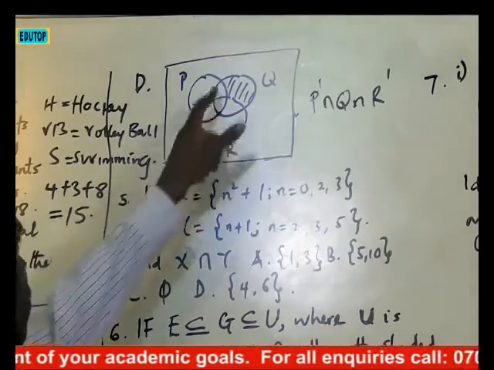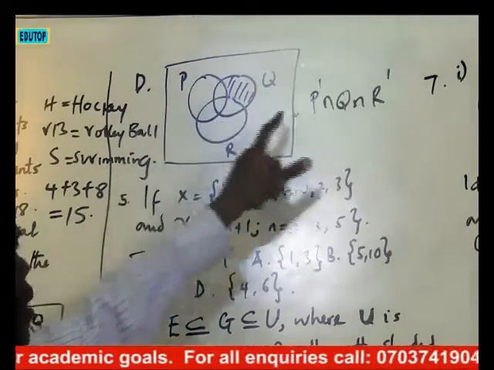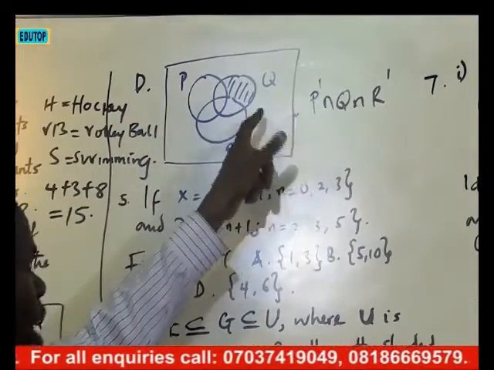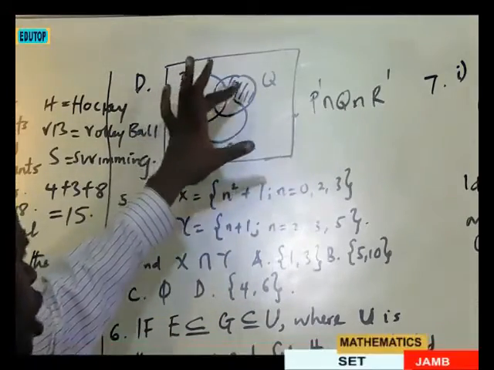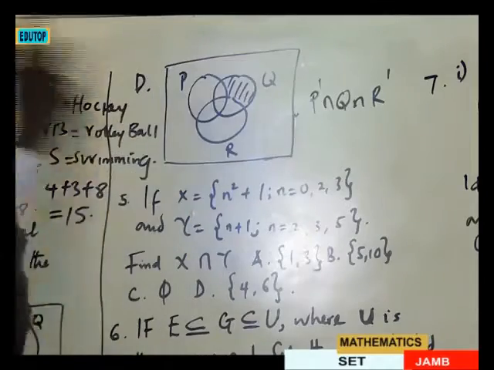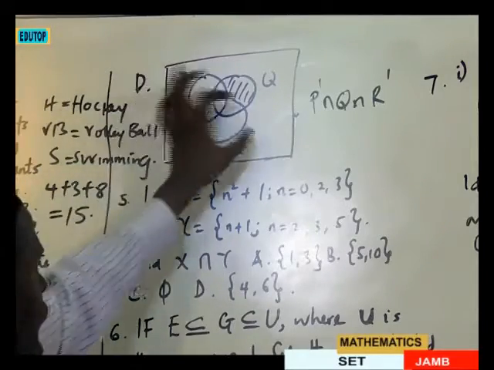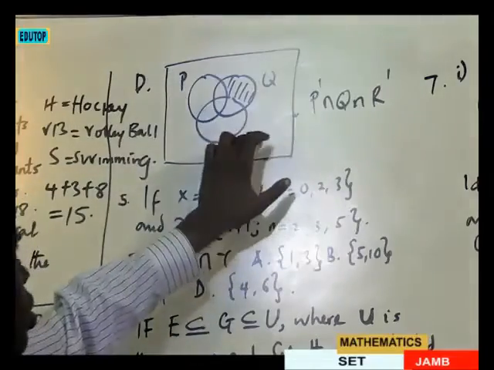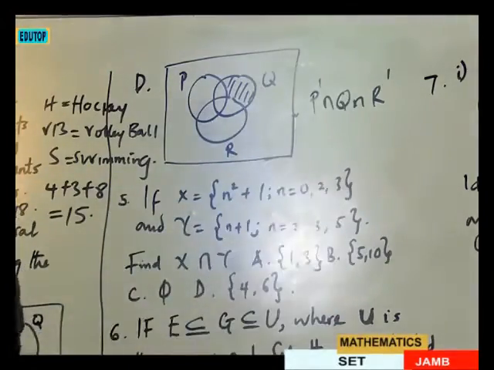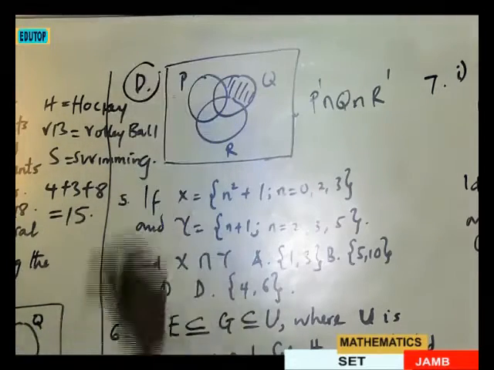This one means Q only. That means it's just the Q only region that will be shaded. P is complement, that means you are removing it, it's not going to be shaded. R is also complement, you are removing it, it's not going to be shaded. The only region that will be shaded is Q only, and that's why you have it. So the answer here will be D.